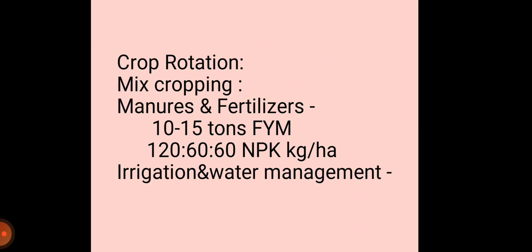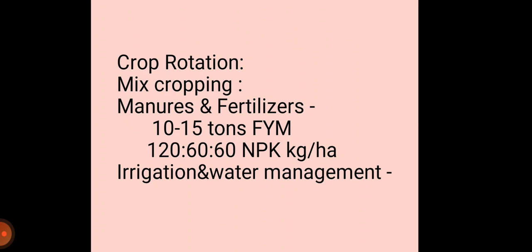Then the part on manures and fertilizers. 10 to 15 tons of FYM we should apply at the time of the last harrowing. Then 120:60:60 NPK kg per hectare: half of the nitrogen, full potash, and full phosphorus are applied at the time of sowing. Then the remaining 50% of the nitrogen should be applied at the time of the first irrigation.